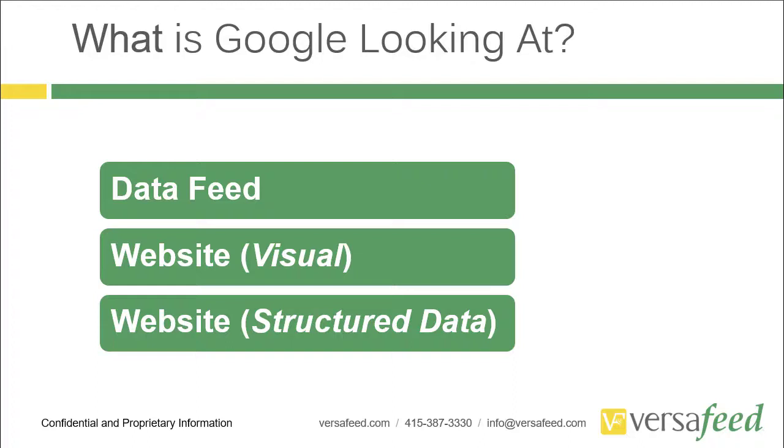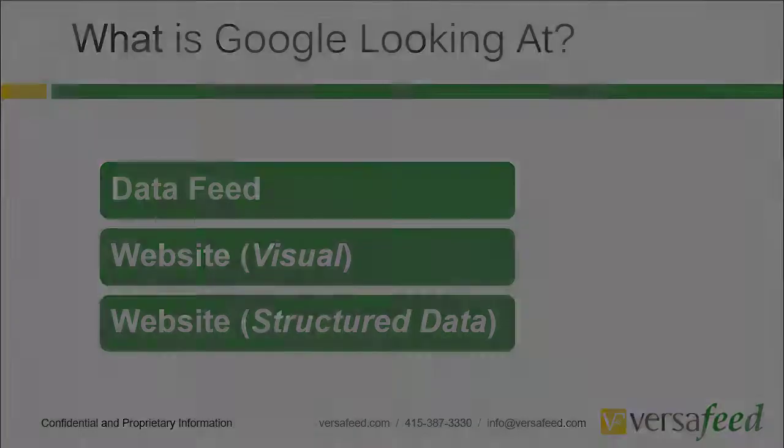They're looking at your data feed, the raw data you send them every day in spreadsheet format. They're looking at your website in two different ways. One, visually, exactly what a consumer would see if they clicked on the landing page. And then they're also looking at something a little more mysterious called structured data, which is data that's embedded inside the HTML to denote things like price and availability. If Google sees a discrepancy between any of these three, they may issue you a suspension warning.